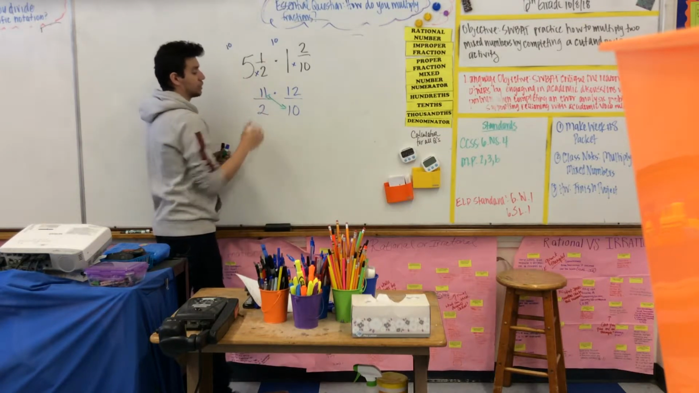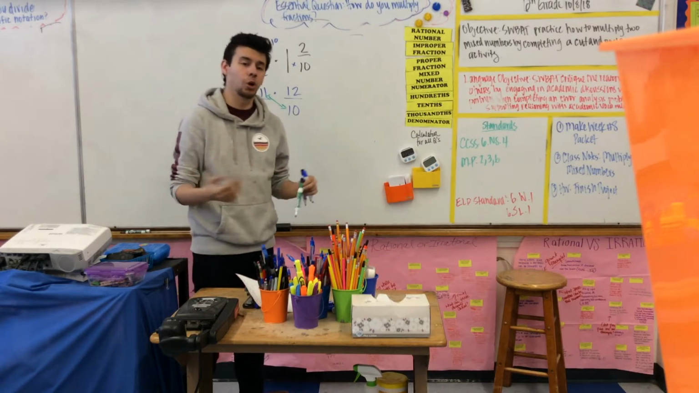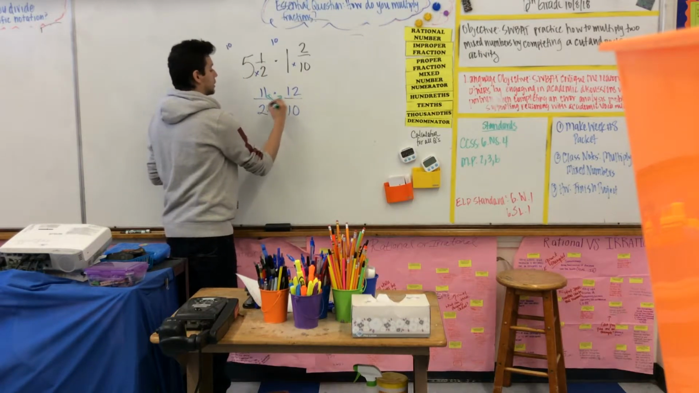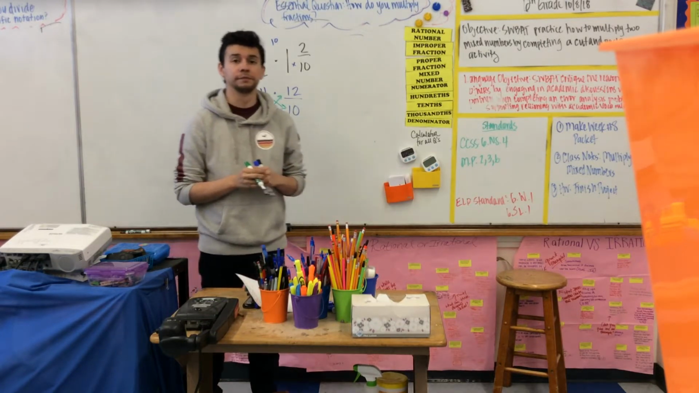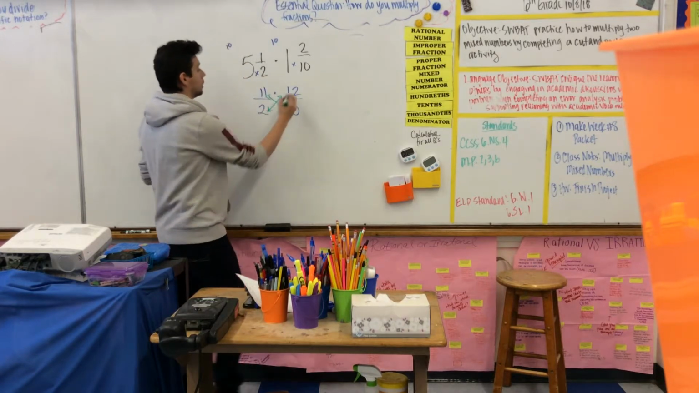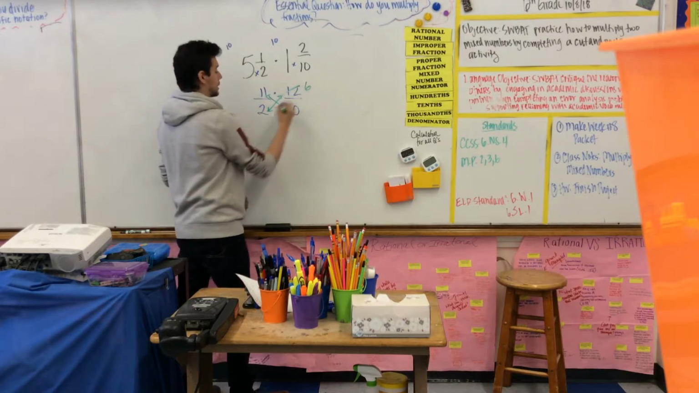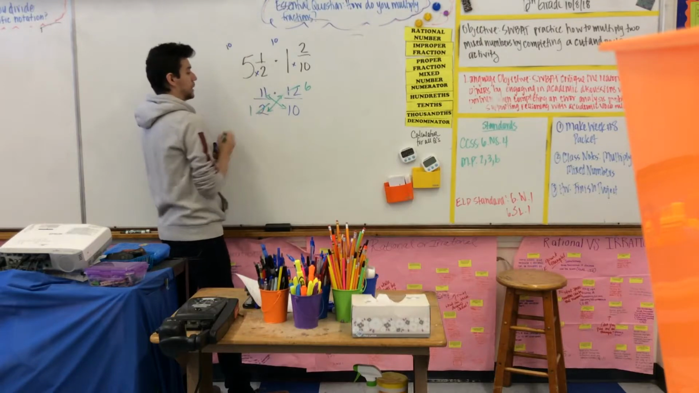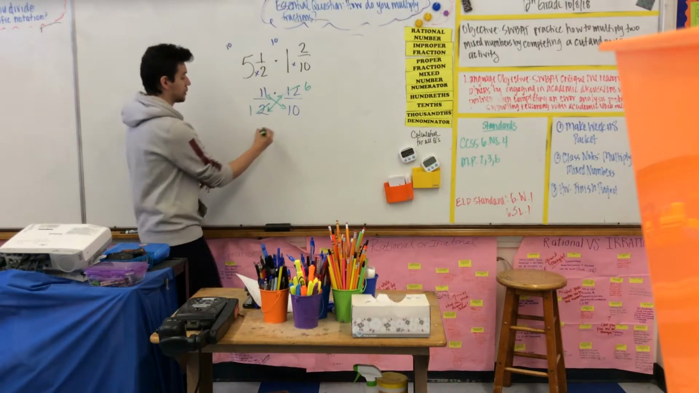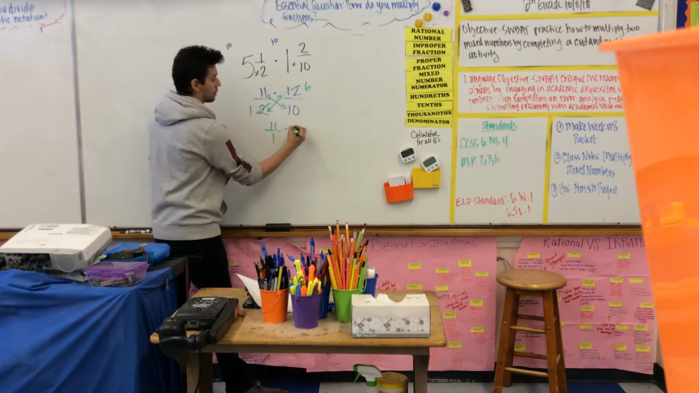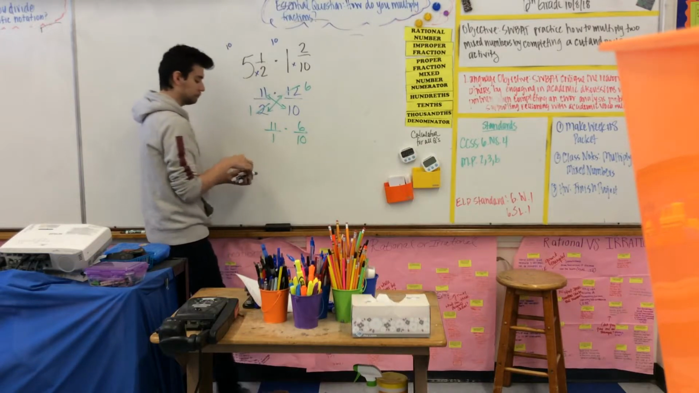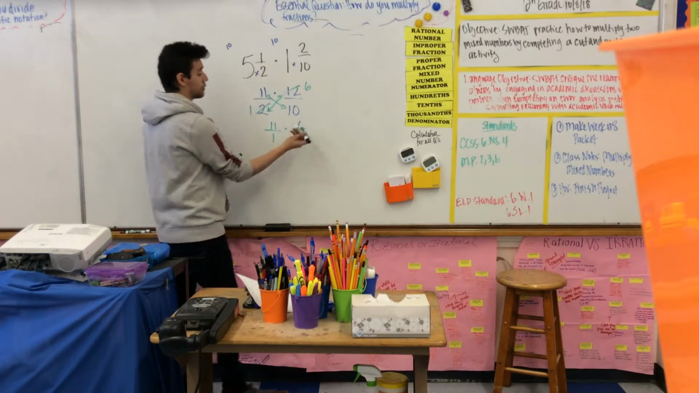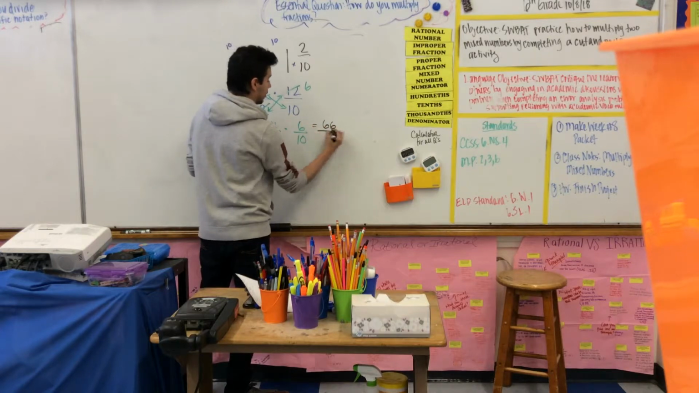Is there a number that could go into 11 and 10? No. Look across. Is there a number that could go into 2 and 12? Yeah, 2 could go into it. 12 divided by 2 is 6. 2 divided by 2 is 1. And then let me just write it better. 11 times 6 is 66 over 10.